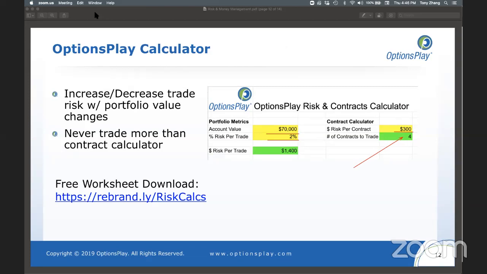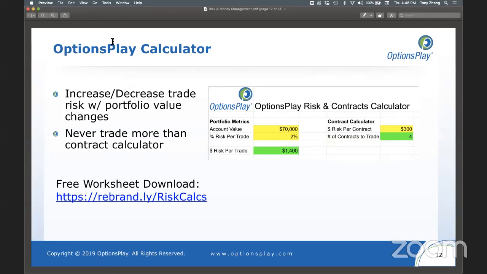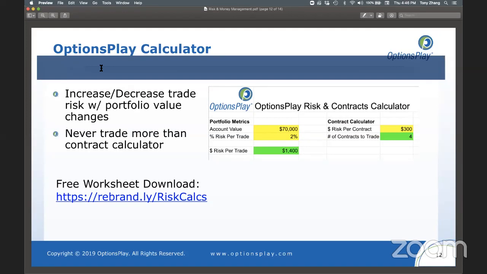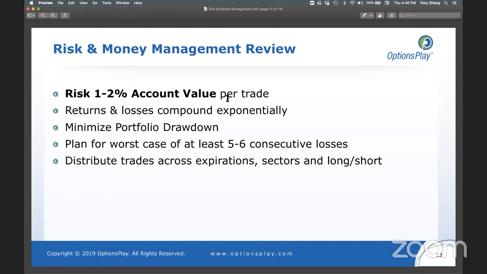Now, this is for those of you that don't have access to Options Play and you want to be able to do the calculations that I showed you here today. But for those of you that have Options Play, we already have all of this pre-built into our risk and investment calculator, which I'll show you guys in 1 minute.